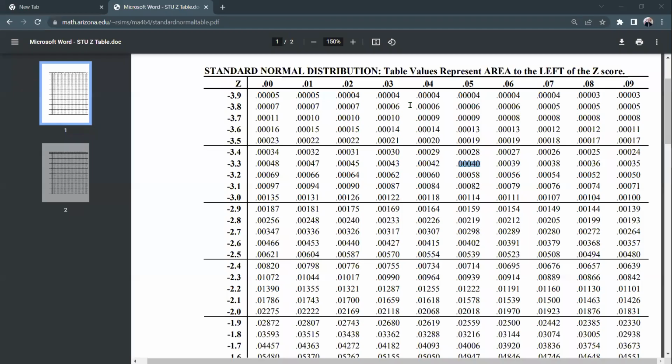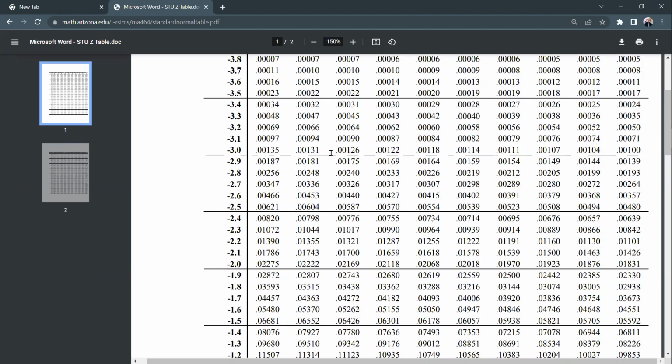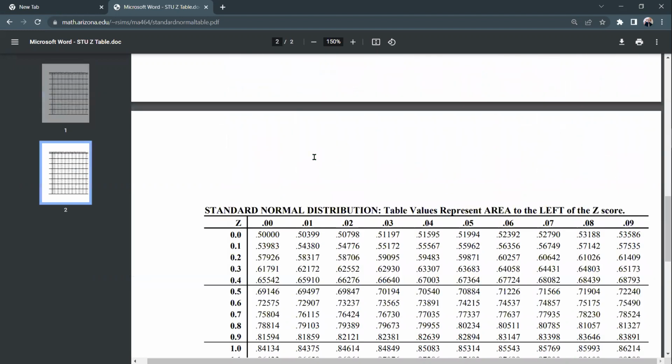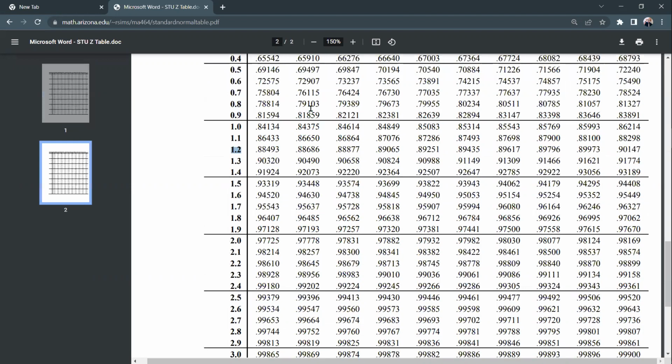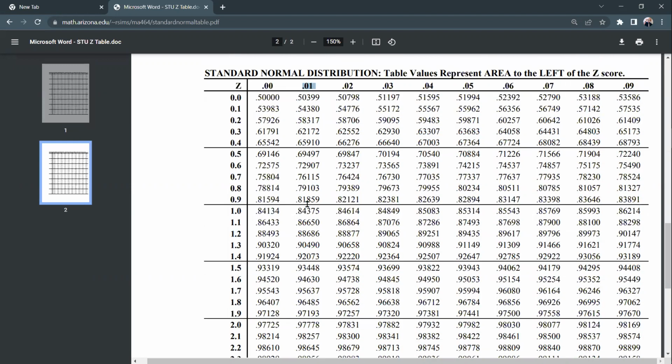So the level of significance, or alpha, which we have is 0.01, and the value that we have calculated is how much? 1.21. So we will have to go to the next sheet. I went with the closest, 1.2. Correct. So this is what we have to identify: 0.88686.